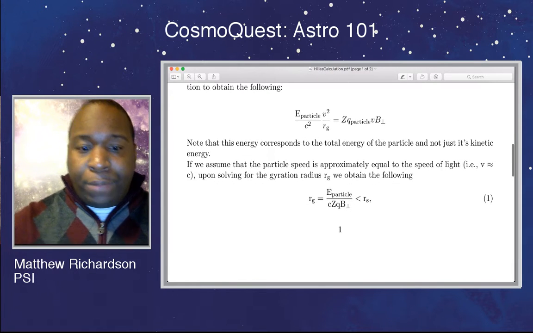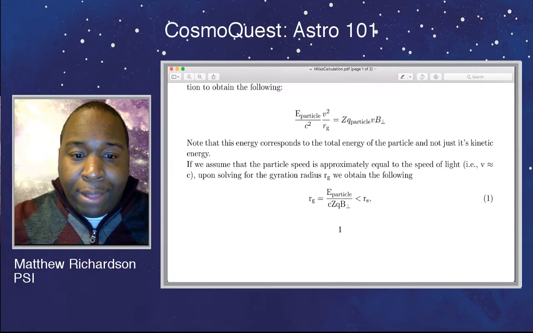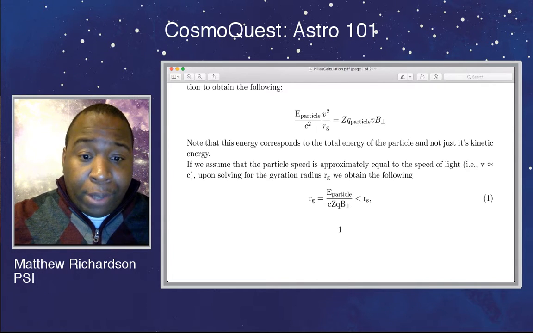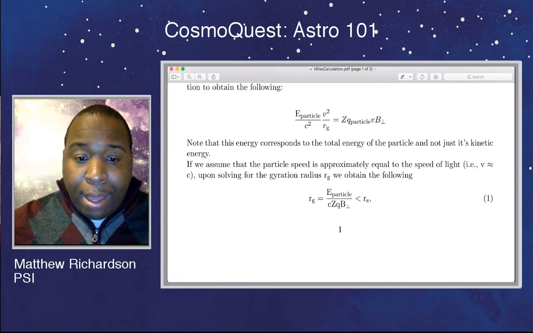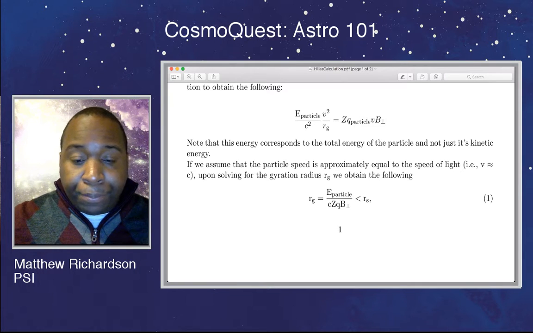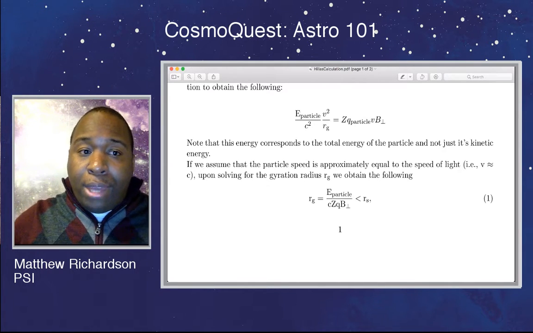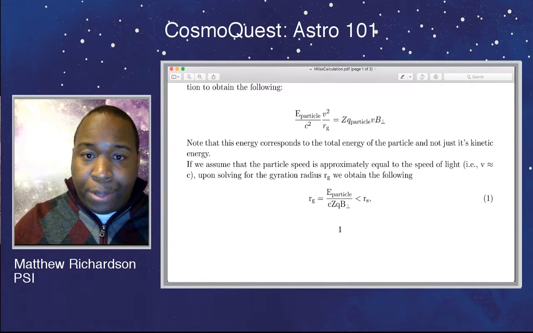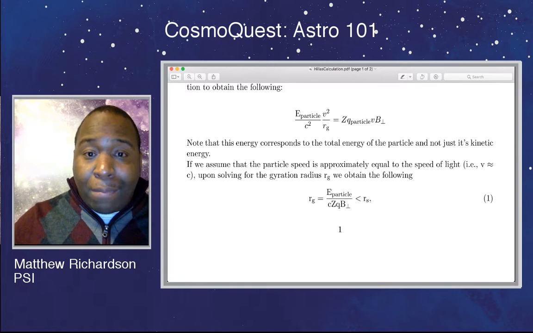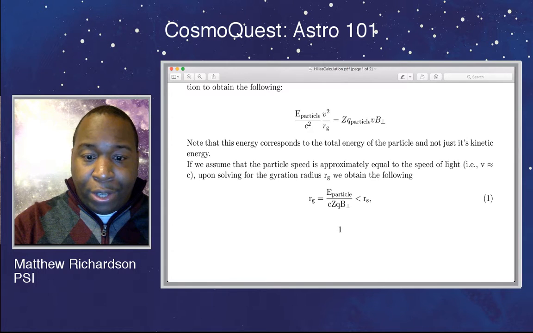And so we come to this equation where we now get that the orbit that the particle is undergoing is equal to the energy of the particle divided by the speed of light times the particle's charge, c times q, and then that quantity being multiplied by the magnetic field the particle is within. Now the key thing is this, though: the circular orbit that the particle is caught up in must be smaller than the radius of our source itself, which is why we get this condition that R sub g is less than R sub s.